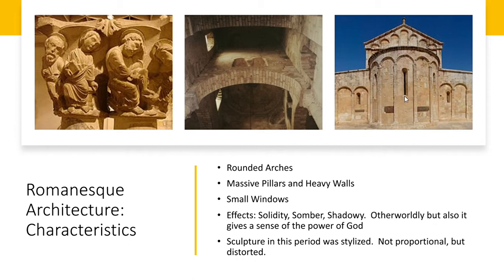You can see on this church right here how small the windows are, because the walls and the pillars had to support a tremendous amount of weight. So small windows, massive, heavy pillars, those rounded arches, and don't forget that barrel vaulting, right? The ceiling there.